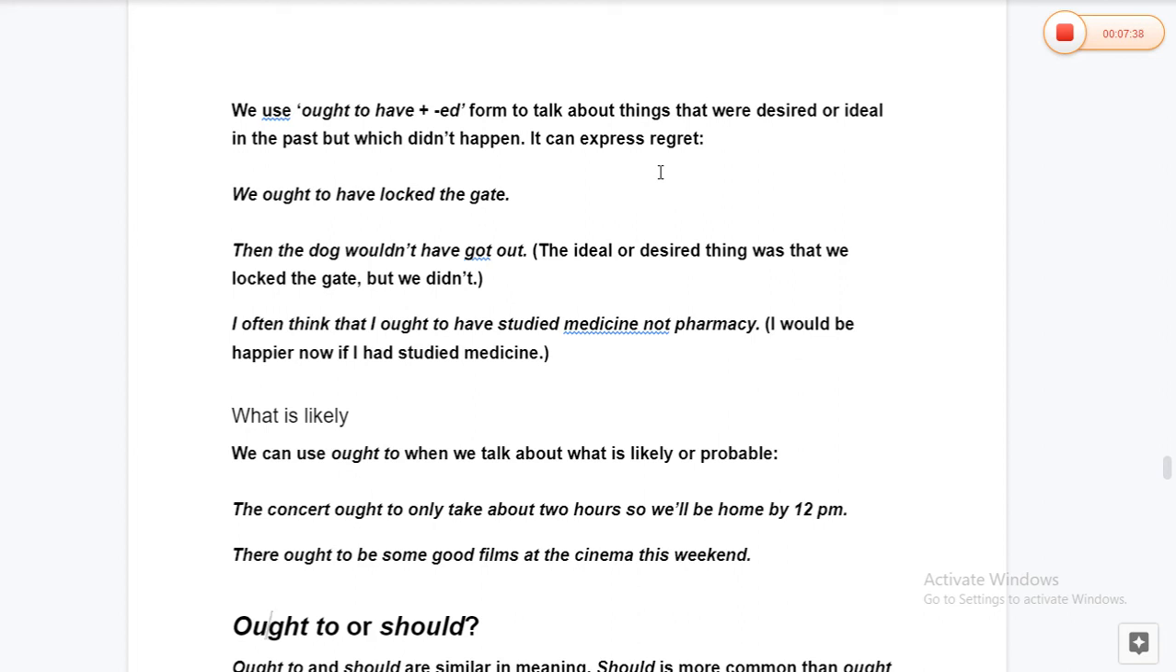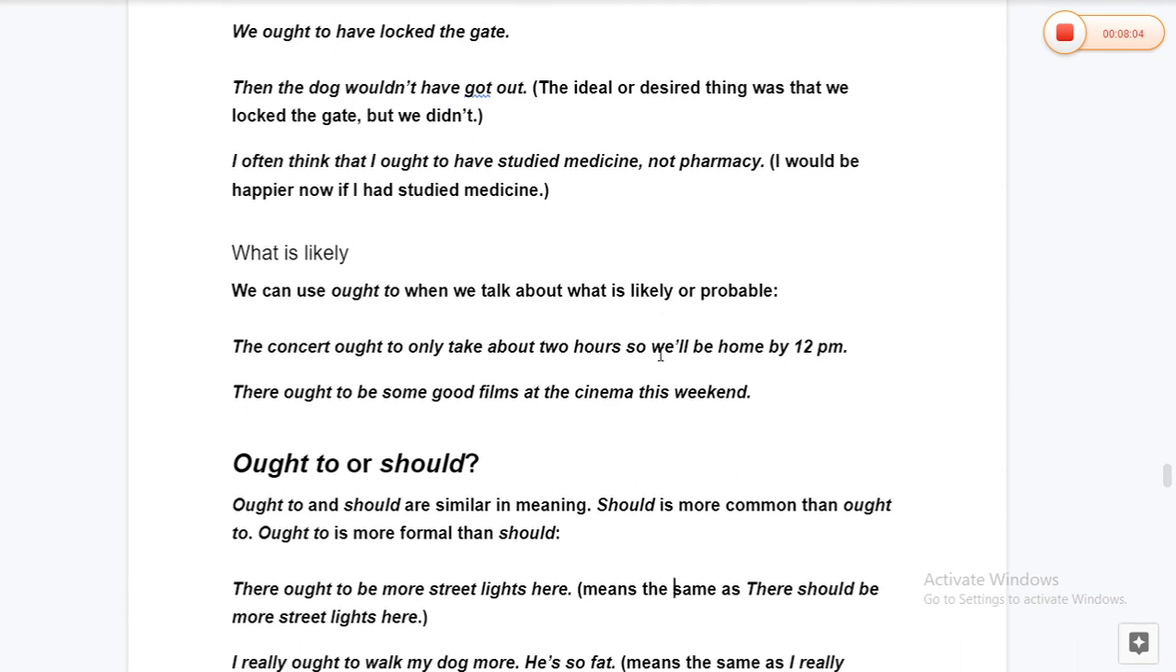I often think that I ought to have studied medicine, not pharmacy. We ought to have locked the gate. I often think that I ought to have studied medicine, not pharmacy. I would be happier now if I had studied medicine.